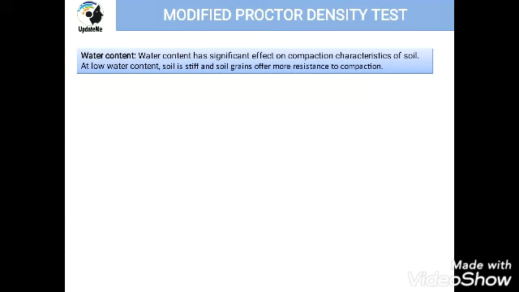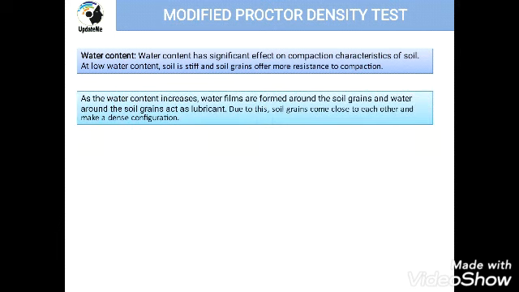First one is water content. The water content has a significant effect on compaction characteristics of soil. At low water content, soil is stiff and soil grains are more resistant to compaction. As the water content increases, water films are formed around the soil grains, and the water around the soil grains acts as a lubricant. Due to this, soil grains come close to each other and make a dense configuration.